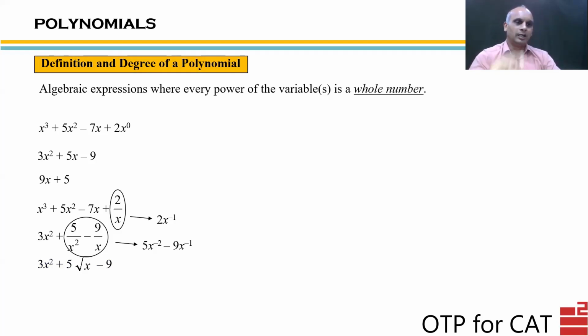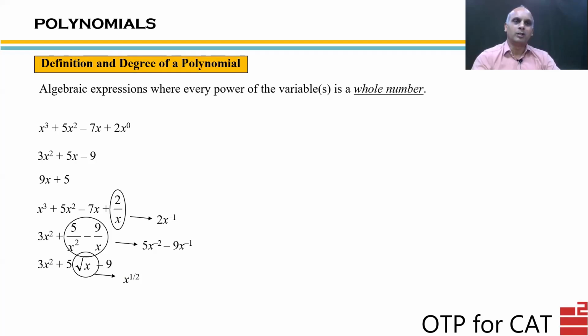Look at this example. Here the middle term is 5 into root x. Now when we have root x, it means what? It means the power of x is half. And as we all know, half is also not a whole number. It's a fraction. So it's a rational number, but it is not a whole number. So the expression is not a polynomial.